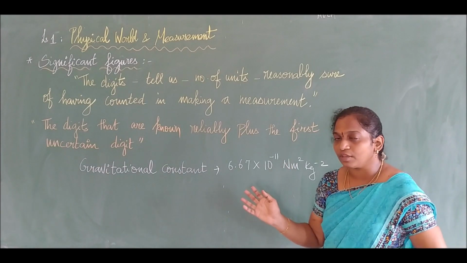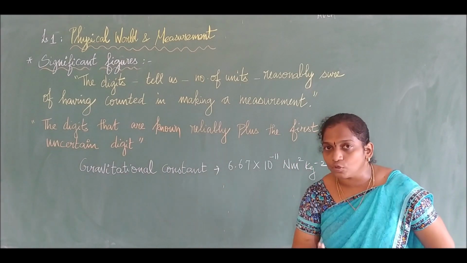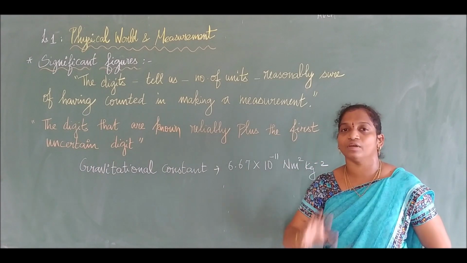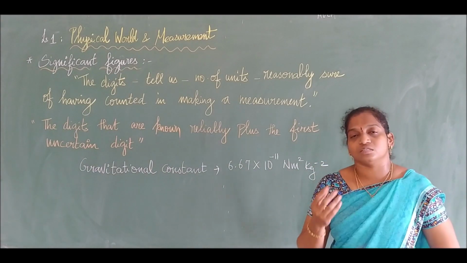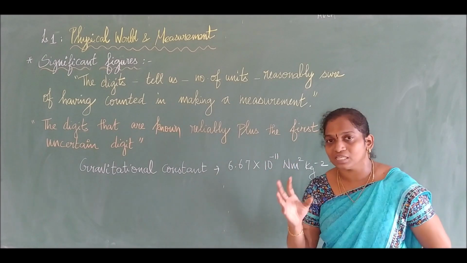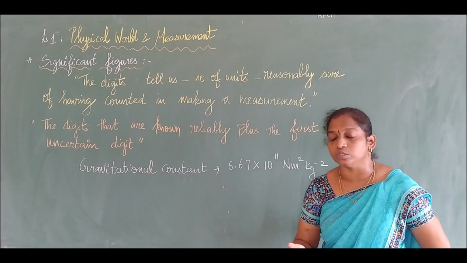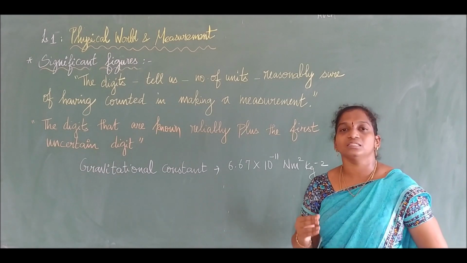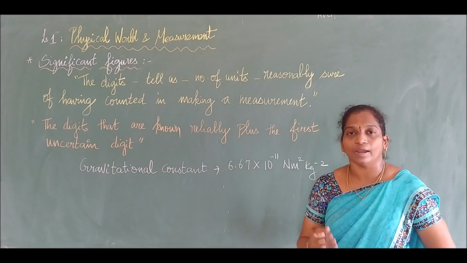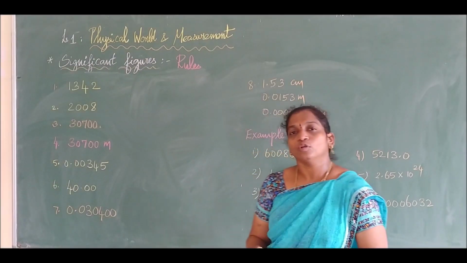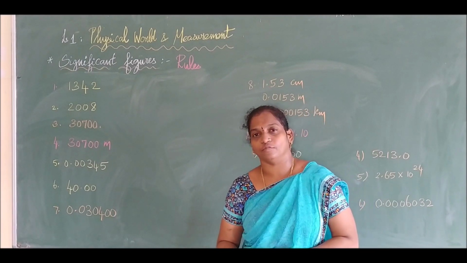Right? So what are the significant figures? If a number is given to you, the number of meaningful digits in a given number is said to be significant figures. After seeing this definition, you may feel somewhat confused. But by studying the rules for writing significant figures, you will find it very easy and very simple to calculate. Right? Now we will see the rules for writing the significant figures.